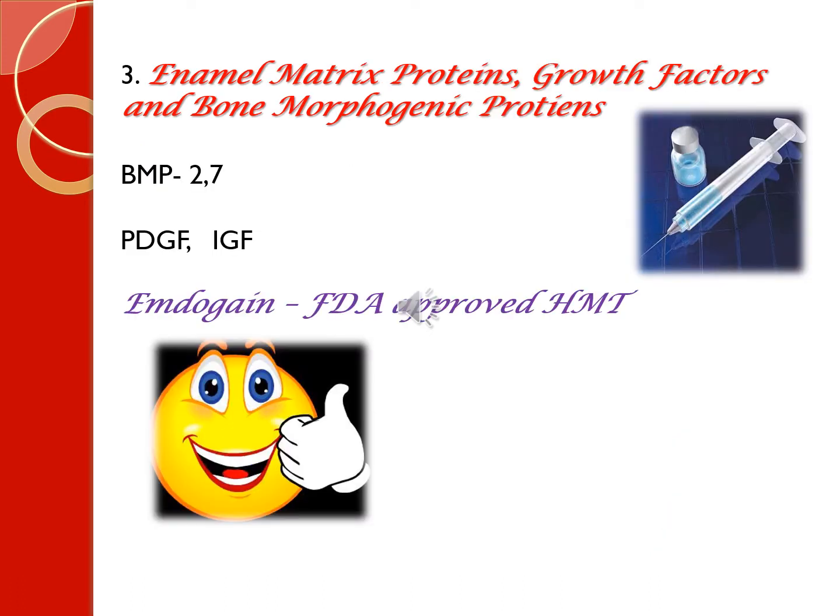The next important agents were enamel matrix protein, growth factors, and bone morphogenetic proteins. This will be dealt with in detail when the class on regeneration is taken. Right now, remember that BMP-2 and BMP-7 have been used, and the others are platelet-derived growth factor and insulin-like growth factor. And Emdogain is one FDA approved host modulation therapy which is locally administered. So Emdogain is the only FDA approved locally delivered host modulation therapy.